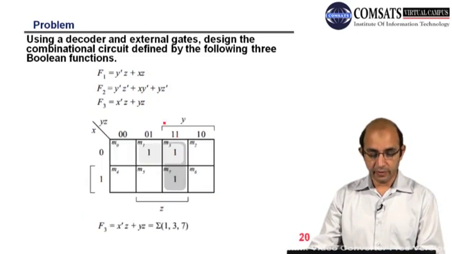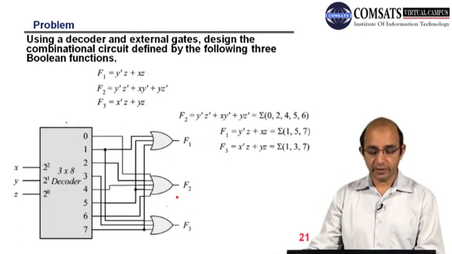Okay, and then I will be having the map for F3. Here you can see x bar z, so x bar here, z. So this is this pair, and then yz. So where is yz? We have a yz over here, so those ones. So you can see we can represent this in terms of min terms: M1, 3, and 7.